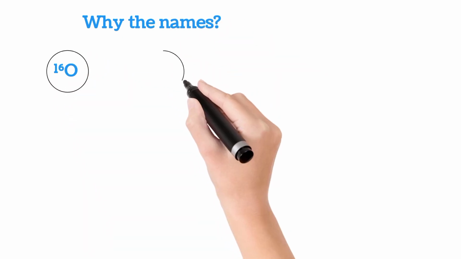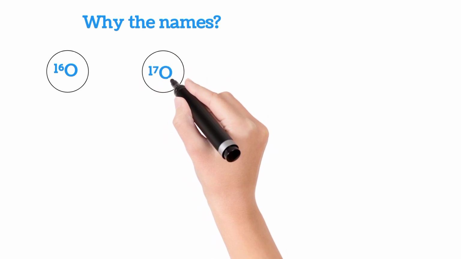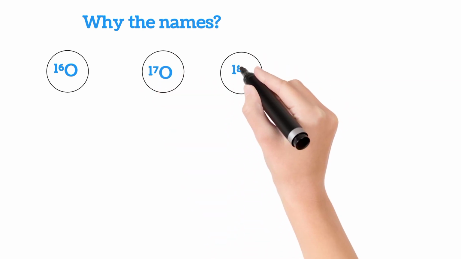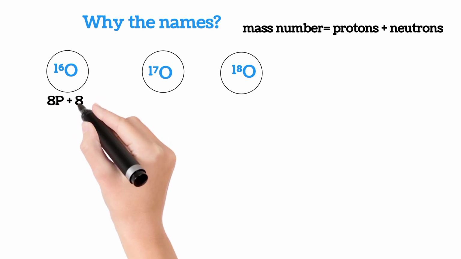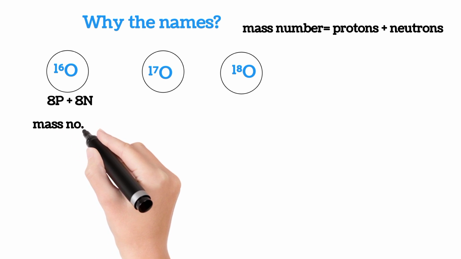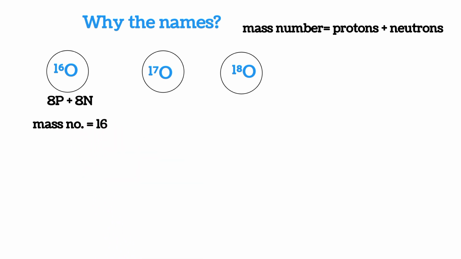Write the names: oxygen 16, oxygen 17, oxygen 18. Now remember that mass number is equal to the number of protons and the number of neutrons.